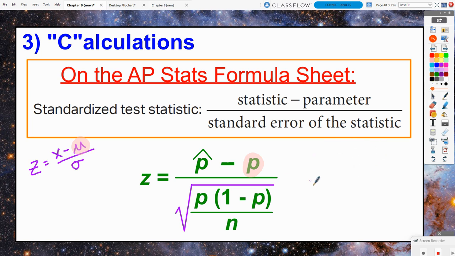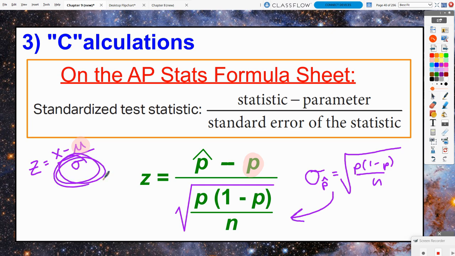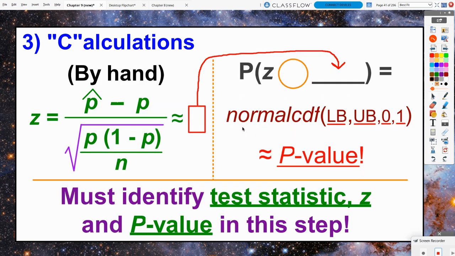And then we also used the formula back in Chapter 7 that sigma sub p hat was equal to the square root of p times 1 minus p over n. And notice, that really is the same standard deviation that we're going to use here. Now, in terms of actually doing the calculations, I'm going to show you two different ways, just like I did with confidence intervals before. I'm going to show you how to do it by hand, if you prefer to do it the long way.